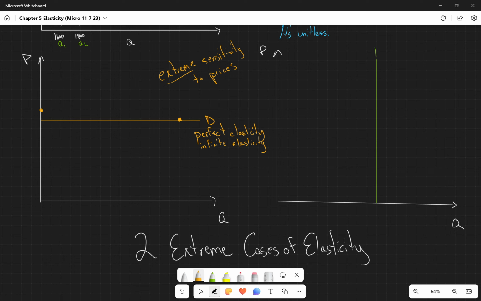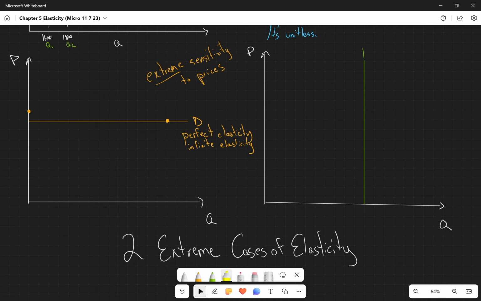And so compare this to the other extreme situation, which we know as zero elasticity or perfect inelasticity. So this is how a percentage change in the price, no matter how large relative to the initial price, results in zero changes to quantity. And so if this is an extreme sensitivity to price, this is no sensitivity at all.